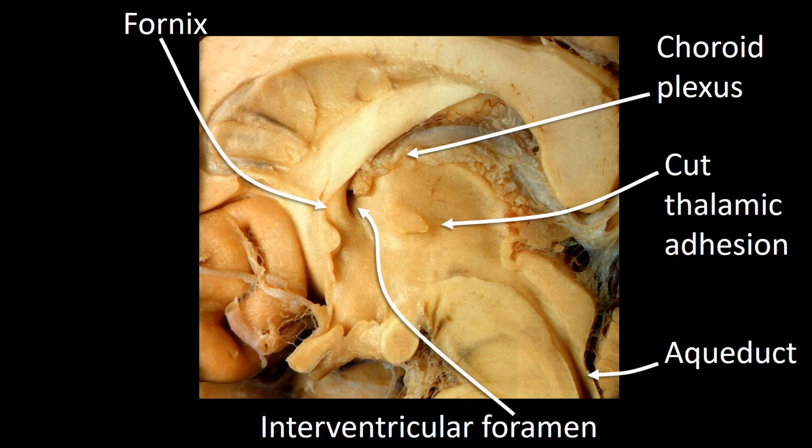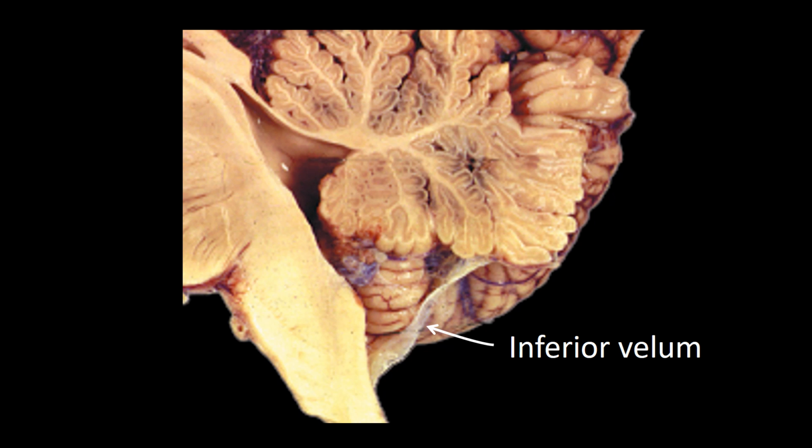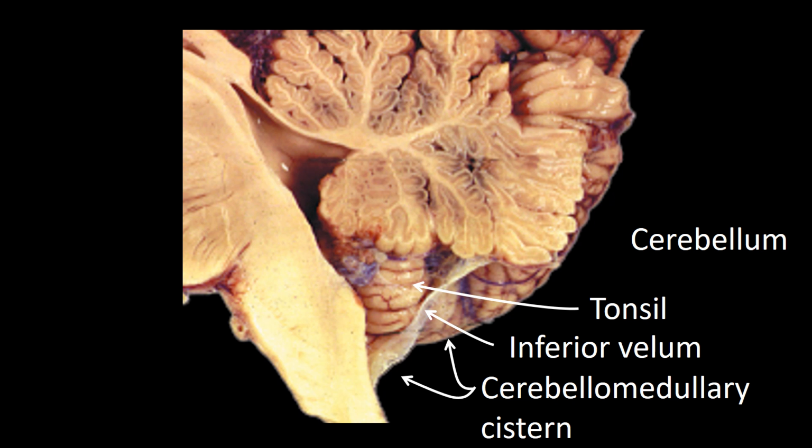This new specimen corresponds to a mid-sagittal cut. We can see the choroid plexus of the third ventricle, the cut interthalamic adhesion, the aqueduct, the fornix, and the foramen of Monro. This lower mid-sagittal cut specimen shows the cerebellum, tonsils, inferior velum, and the region of the cerebello-medullary cistern.